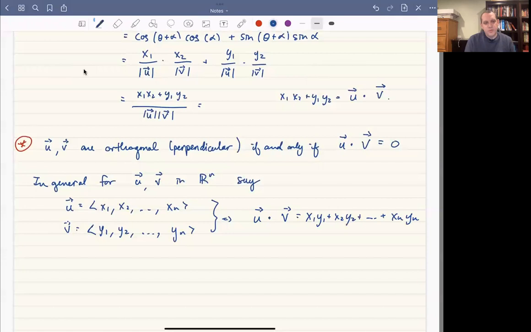And again, same geometric picture, just my drawing skills are limited. So same idea, the dot product will be 0 if and only if the two vectors are orthogonal.